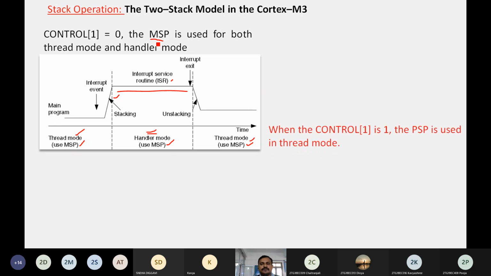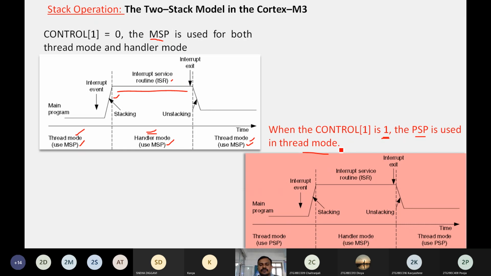Let us go for if that MSP is 1, the control register bit 1, it is set. Then what will be the operation? Now it is in the form of PSP, is used in the thread mode. The process stack pointer is used for thread mode. So let's look at that diagram. So here, for thread mode, we are going to use the process stack pointer as a separate stack. Then what about handler mode?